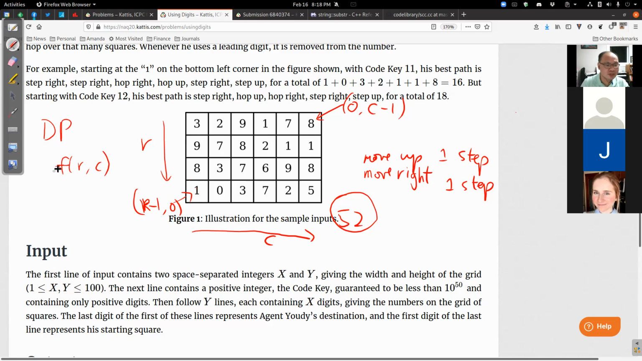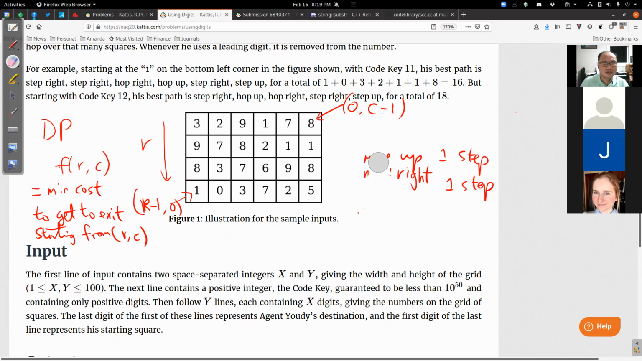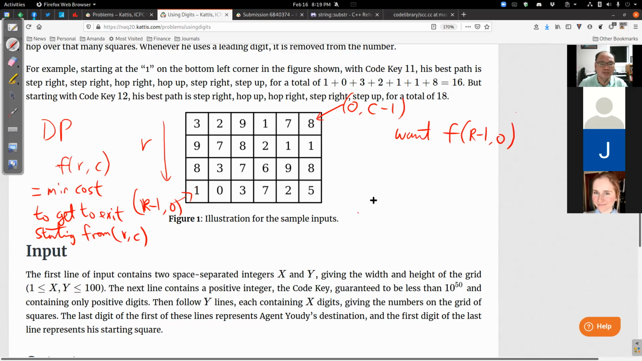Anyway, so I'm going to say F of R, C is equal to the minimum cost to get to the exit, starting from the location R, C. That's what I'm trying to compute. What I want is to compute f of R minus 1, 0, because I'm starting from there. But it's a little bit hard to figure out. Okay, so let's call this array A.